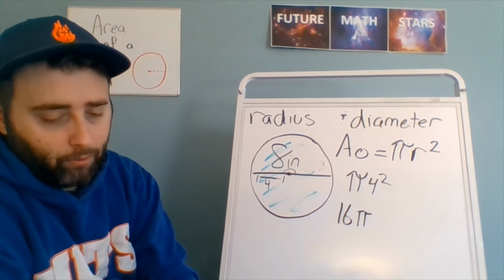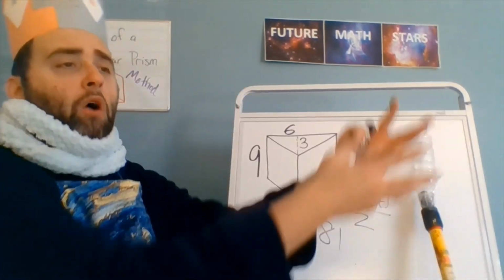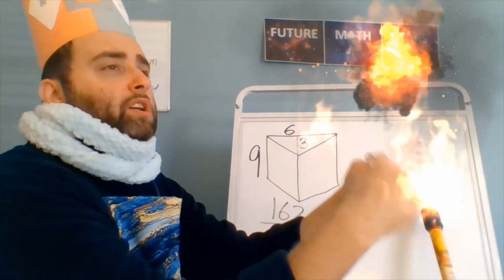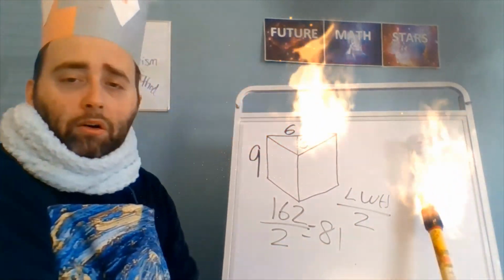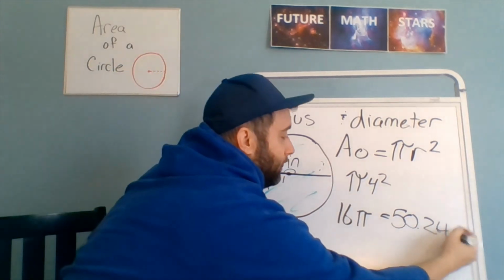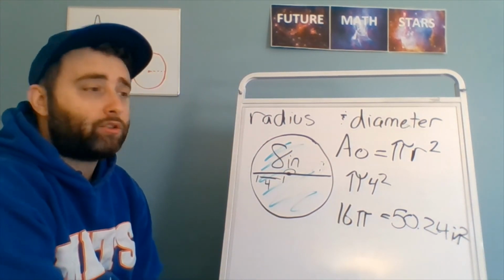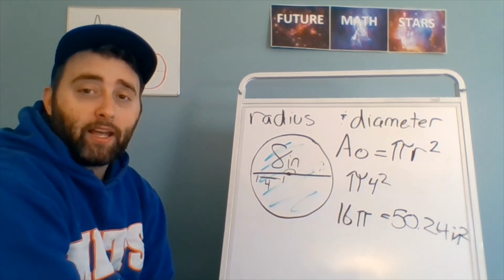16 times 3.14 is 50.24. We need units! We need units! 50.24, I used what as my measurements? Inches. 50.24 inches squared. I know that's terribly written, I know you probably can't understand, but that's it for me today.